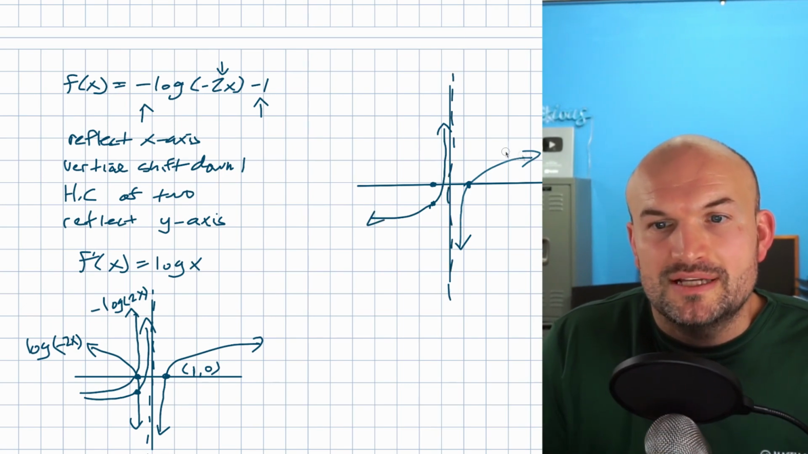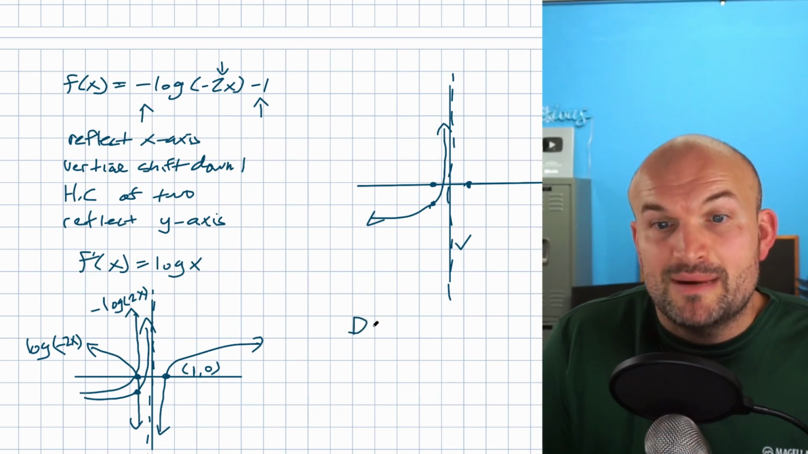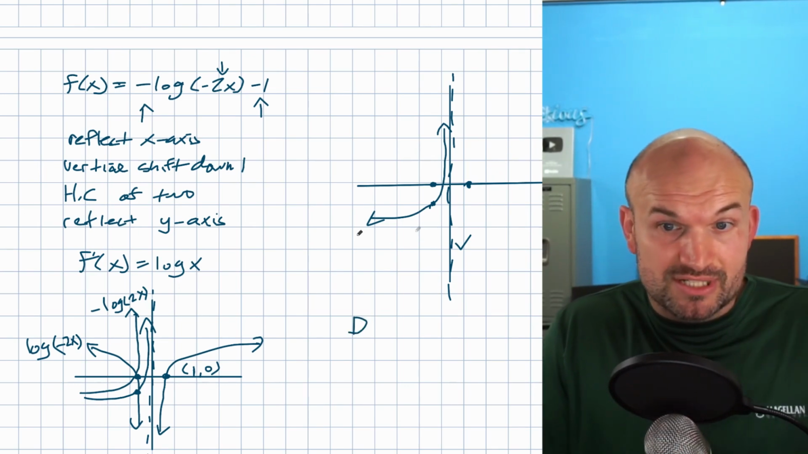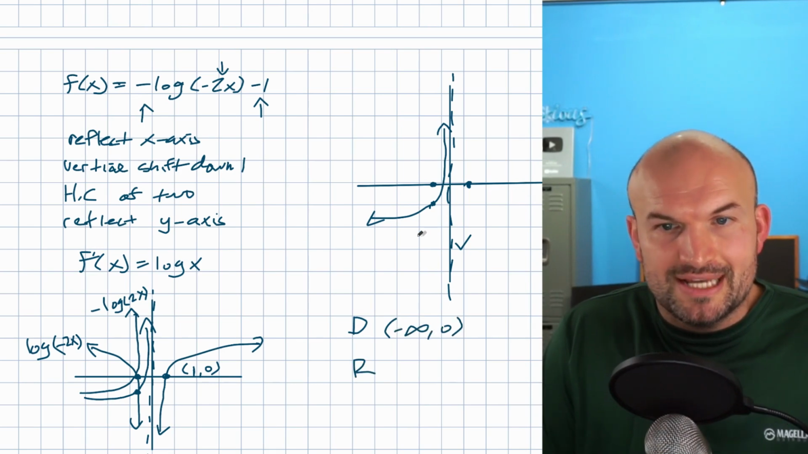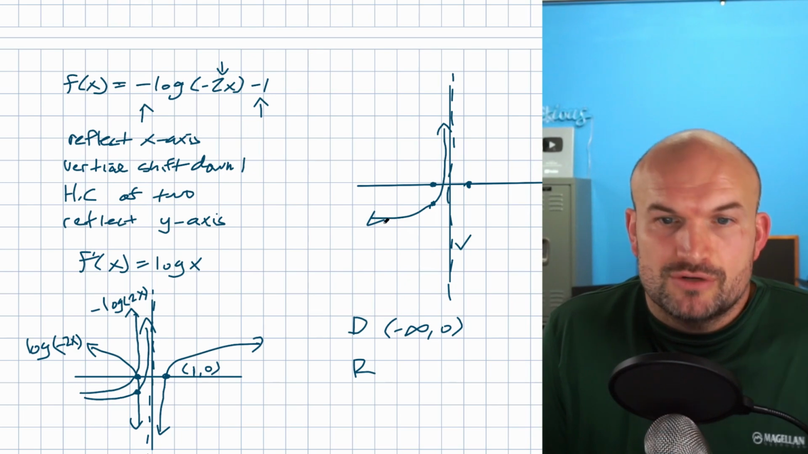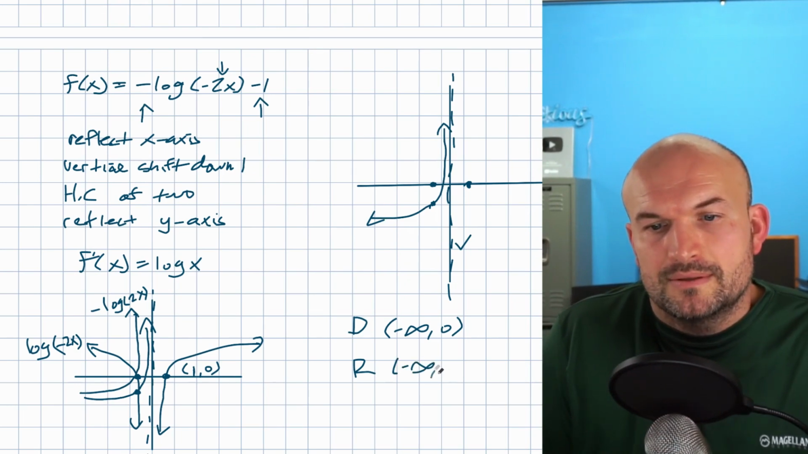Now let's make sure we can identify the domain and range. My domain is going to be all negative numbers up to 0, so negative infinity to 0. And my range is going to be, again, unrestricted, so negative infinity to infinity.